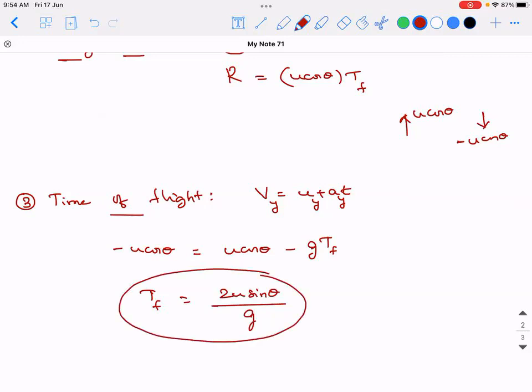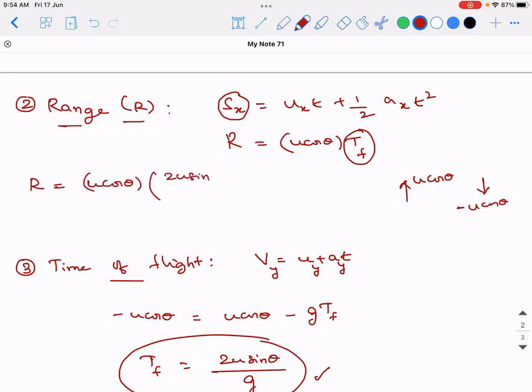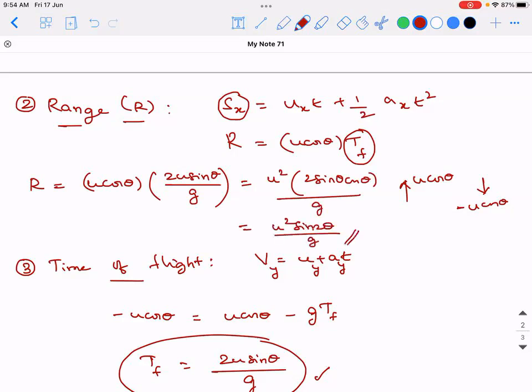Okay. If I take this 2u sin theta divided by g and substitute it here, then I get r is equal to u cos theta into the time of flight, 2u sin theta divided by g, or u square into 2 sin theta cos theta, the whole divided by g, or u square sin 2 theta divided by g.